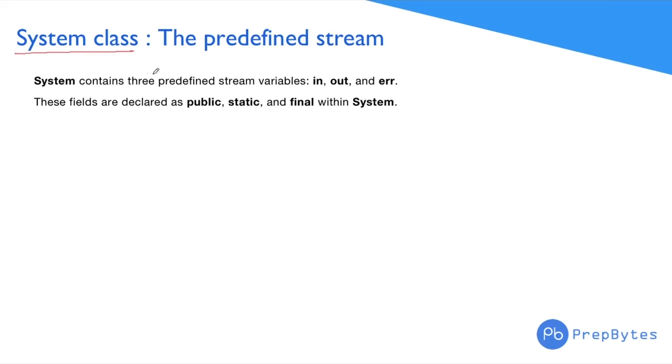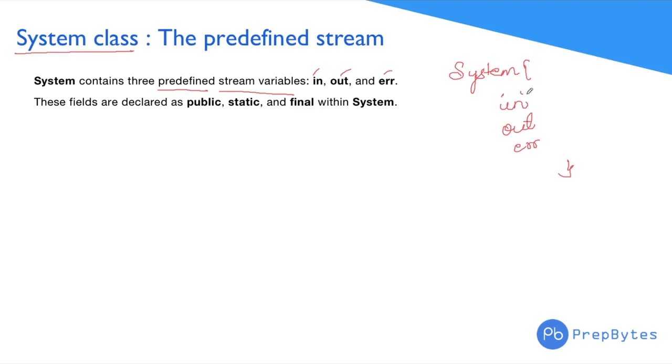To understand how to get input from the user, we have to understand a very important class, which is known as the System class, also known as the predefined stream. Let's see what happens in the System class. The System class contains three predefined stream variables: in, out, and err. These fields are declared public, static, and final within System. So you can think of the System class and we have the variables in, out, and err.